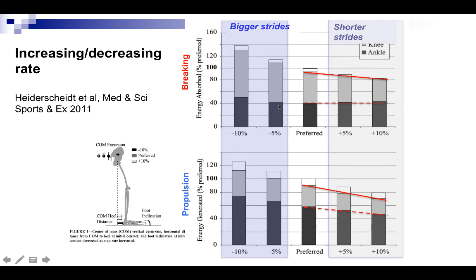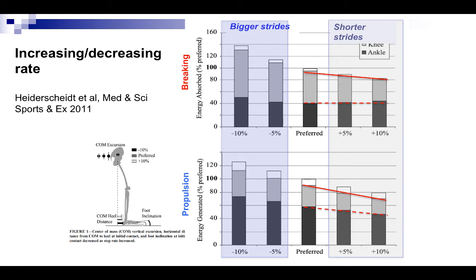And we can see that at higher strides or lower rates, there's much greater work, negative and positive work done on the different joints. So the black is the ankle, the shaded is the knee, and the white is the hip. And then as we increase rate, what we can see is that there is a decreasing load at the knee for braking, and then the same load at the ankle. And then across all the different strides, for propulsion, we see a gradually decreasing load at the ankle and also at the knee.